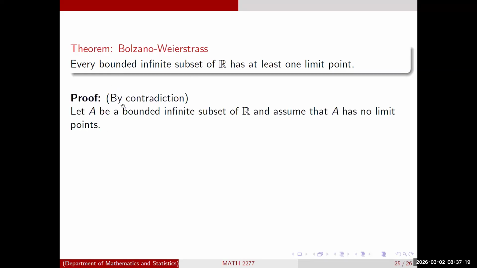Okay, so it's a proof by contradiction. Let A be a bounded infinite subset of R. And what do I want to prove? I want to prove it has at least a limit point. Proof by contradiction means I'm going to assume that it has no limit points. So I assume A has no limit points. Now let's think: if a set has no limit points, is that a closed set?